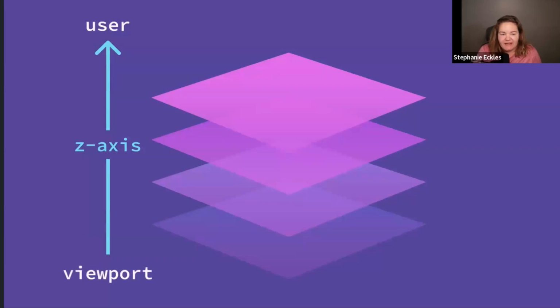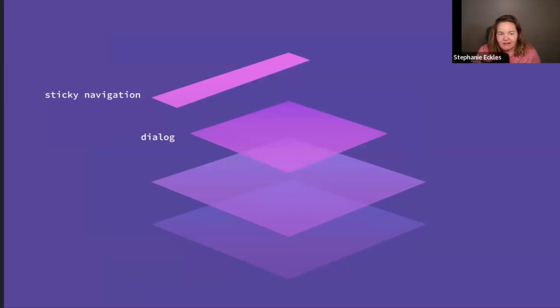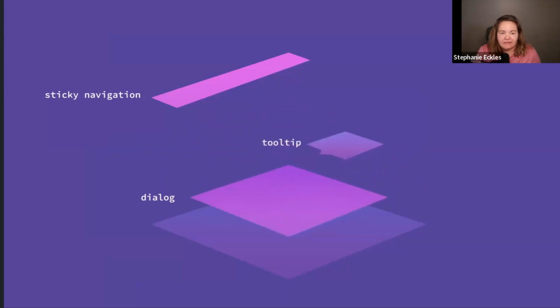We can think of the z-axis as layers of DOM elements between the root of the stacking context within the viewport and you, the user, looking through the browser viewport. Stacking context also comes into play when dealing with multiple layers of elements that are treated as overlays, such as sticky navigation, dialogues, modals and panels, and tooltips. Stacking context also affects situations such as absolutely positioning an element within another component.